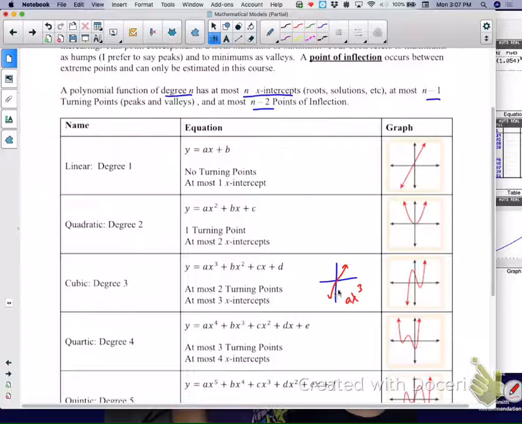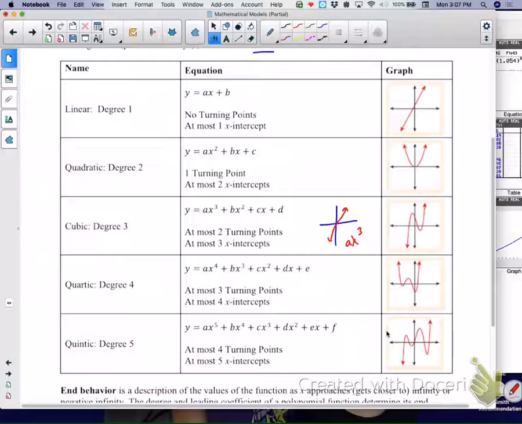Okay, next we have quartic. In general, a quartic graph looks like a W shape, or an M shape if it's upside down. But you do have some quartic functions that look like a parabola. So again, it just depends on the equation. So at most 4 x-intercepts, at most 3 turning points, and this one would have 2 inflection points at most. And then quintic has at most 5 x-intercepts, at most 4 turning points, and then again you would have at most 3 inflection points. And you can see an example of that graph as well.